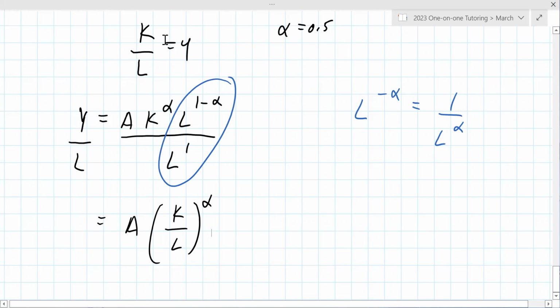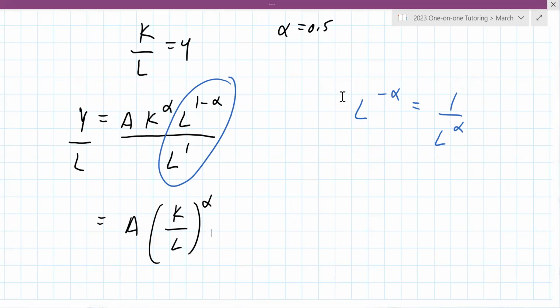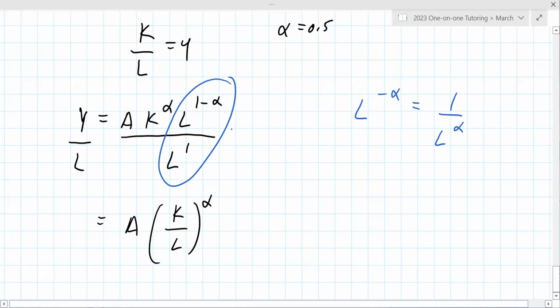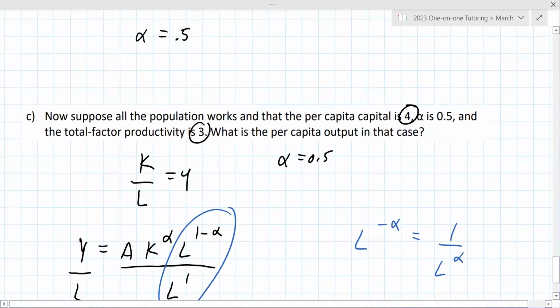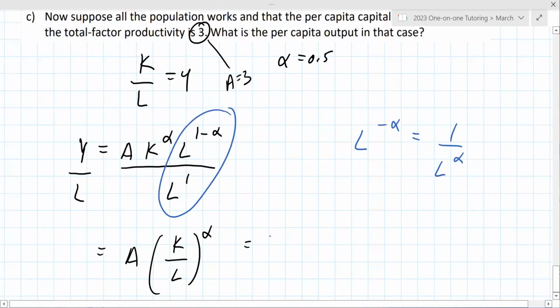Okay. And so then you're just kind of plugging and chugging the numbers. They tell you that K over L is 4, and A is given, they tell you that A is 3, it looks like. Now this is kind of an aside, but that's why I asked you if you use a calculator or not. They generally give you numbers that work out really nicely. Like if you're going to take 0.5, it's going to be the square root of something you know, which is 4. And that becomes 6. Not always, but that's another thing.